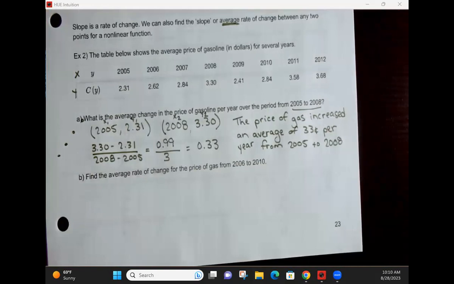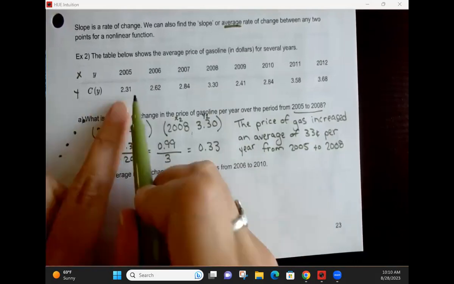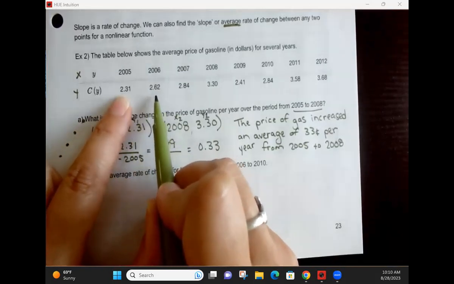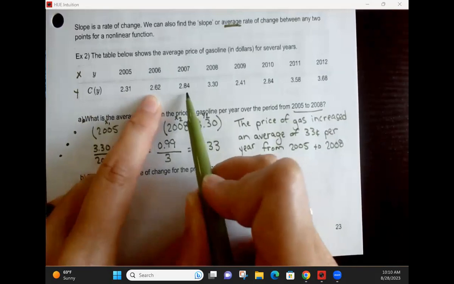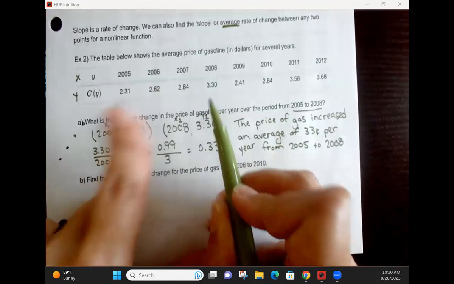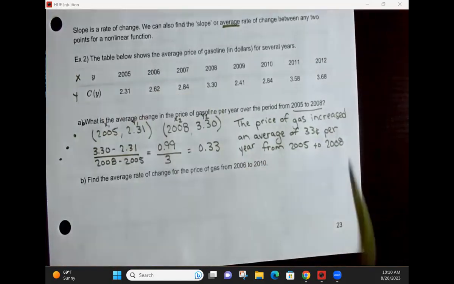So for nonlinear functions, we need to be really specific when we're describing an average rate of change. I want you to notice, if I look at each of those increments, that is not 33 cents, but close. That is not 33 cents. That is also not 33 cents. So if I zoom in to these smaller increments, I'm not actually getting 33 cents for any of them, but it's the average over that period of time. In some periods it was smaller, in some periods it was larger. This is the average price increase per year for that time.